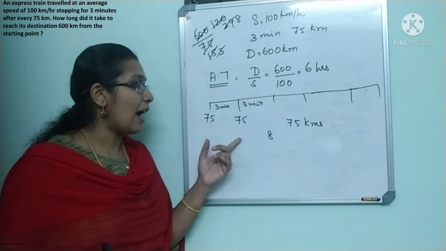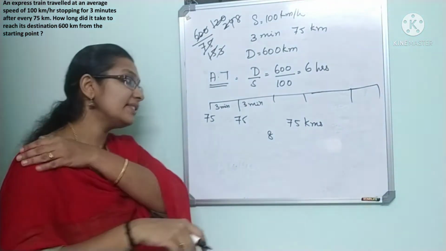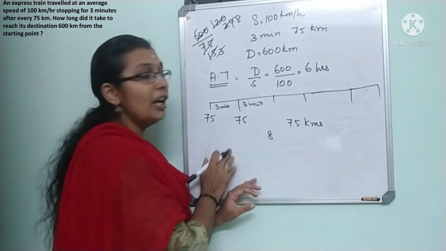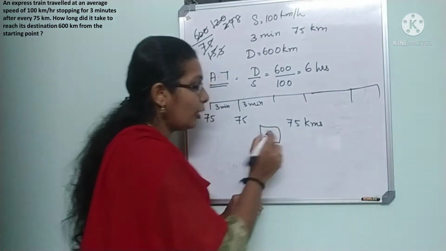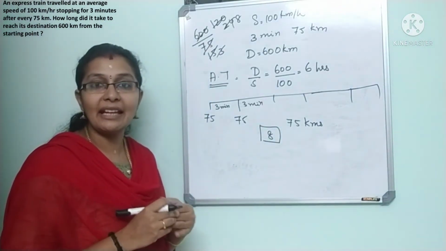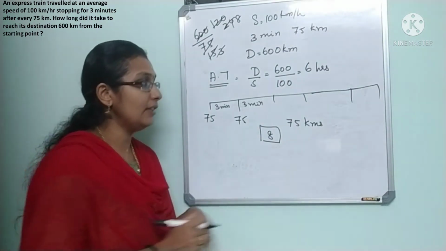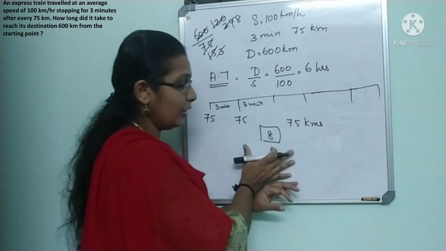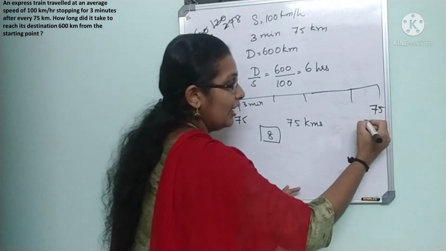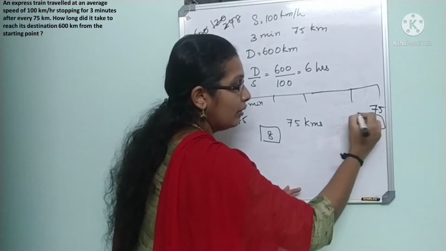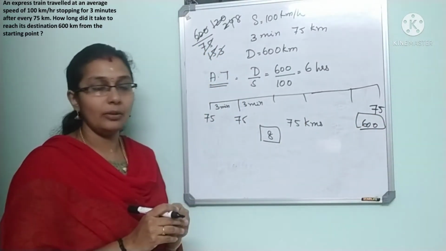Okay. So after every 75 kilometers there is a 3 minutes break. Now listen to this very carefully. You will not take this 8. Instead you will take the count as 7 only, because I will tell you, you have a whole number. Okay. So last 75, you think like this. Last 75 you will have completed 600 kilometers.